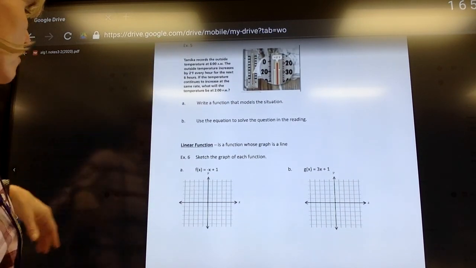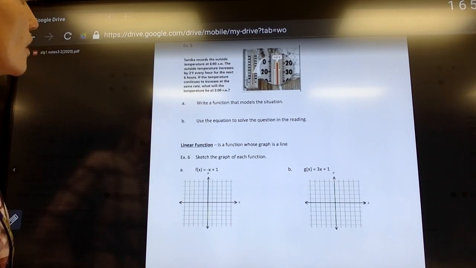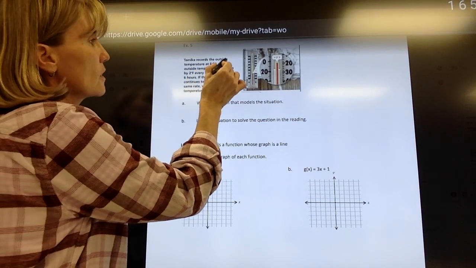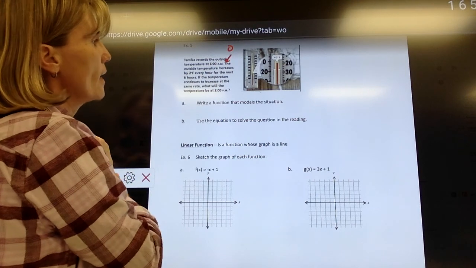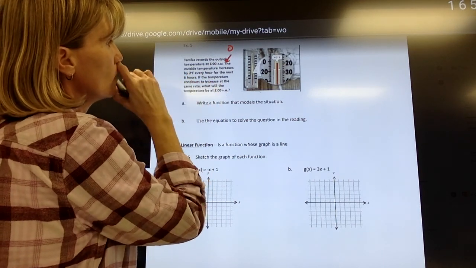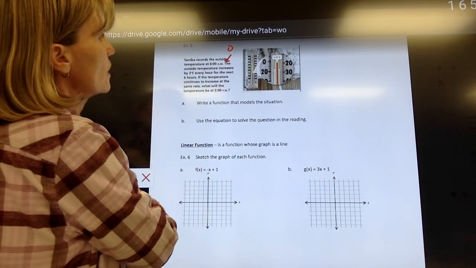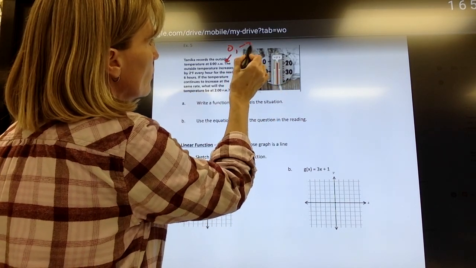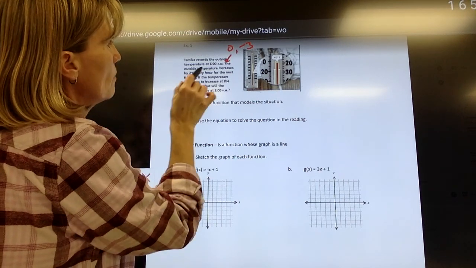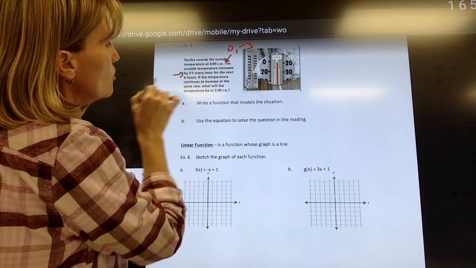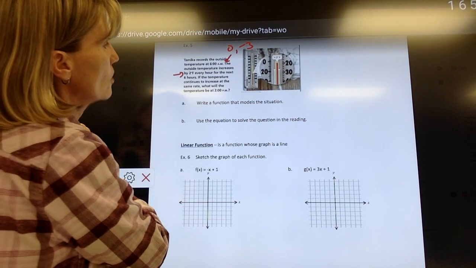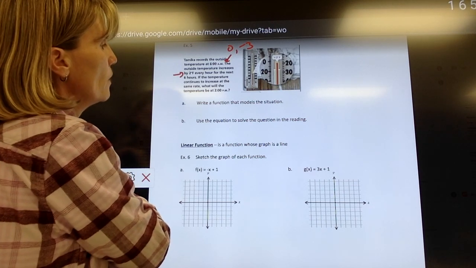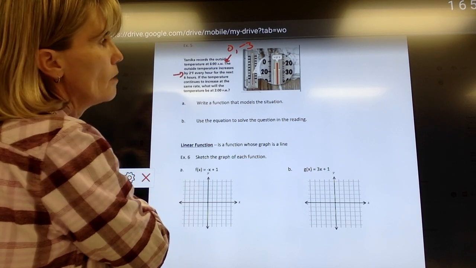Okay, example 5 and example 6 here. Example 5, it says Tamika records the outside temperature at 6 a.m. At 6 a.m. we're going to say that's 0 hours have passed, and you can see at 6 a.m. it's at a negative 3. Okay, and then it says the outside temperature increases by 2 degrees every hour for the next 6 hours. If the temperature continues to increase at that same rate, what will be the temperature at 2 p.m.?